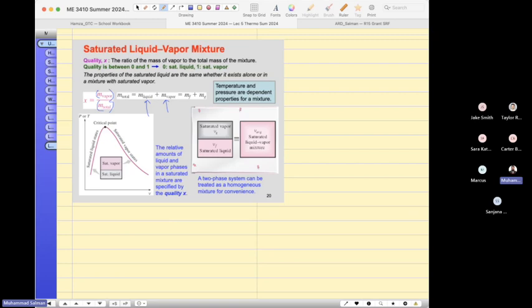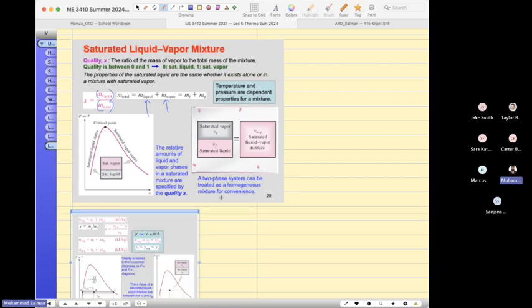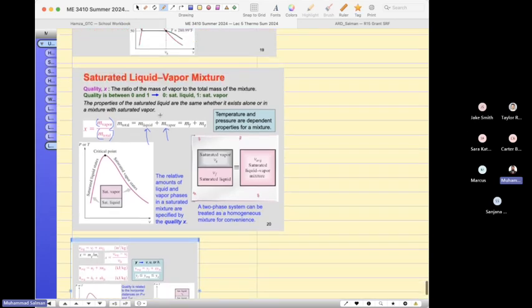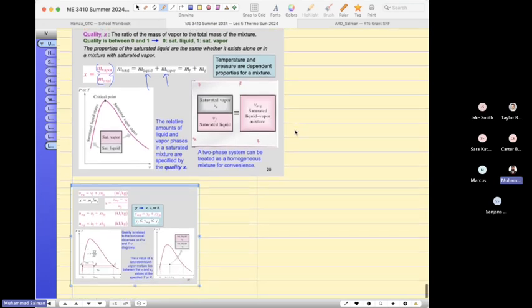Okay guys, this is important that you should know what quality is. Quality is the ratio of mass of vapor to the total mass of the mixture, from 0 to 1. 0 means liquid, 1 means saturated vapor.